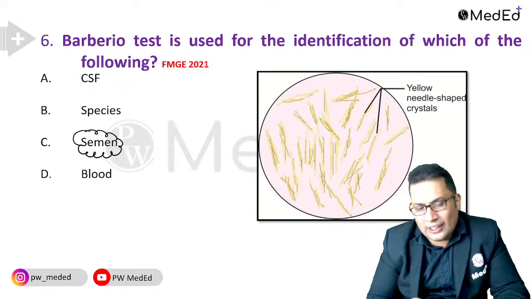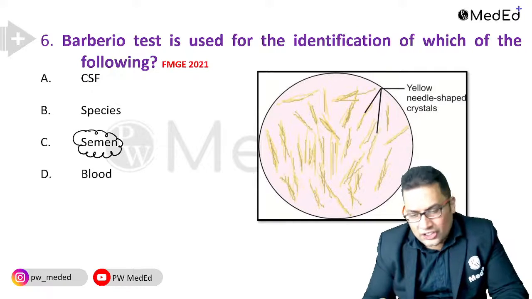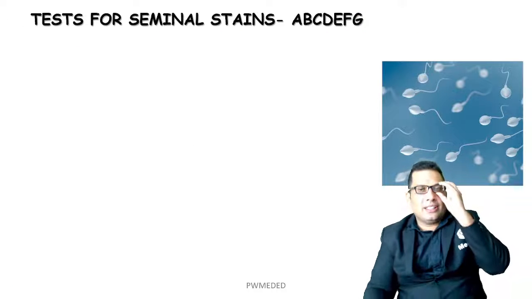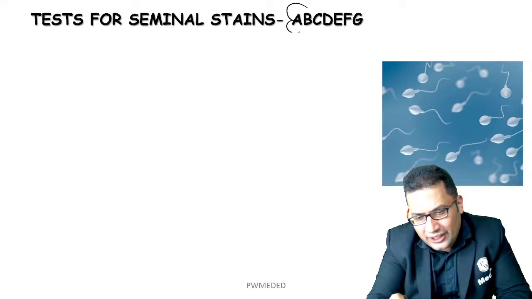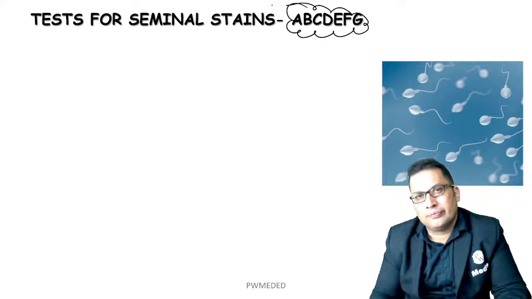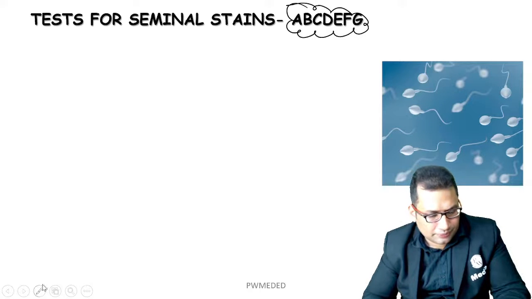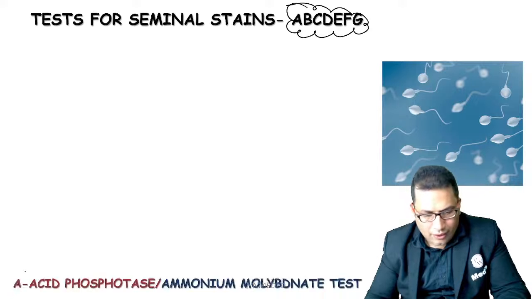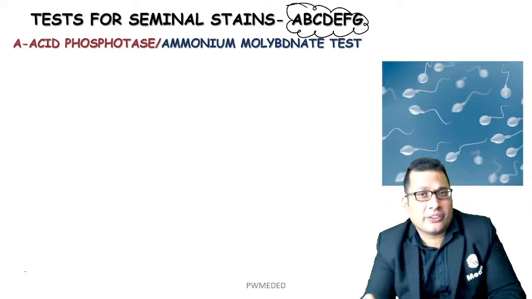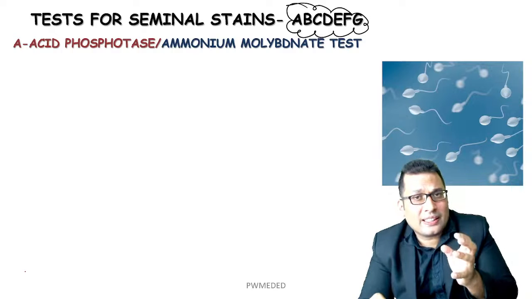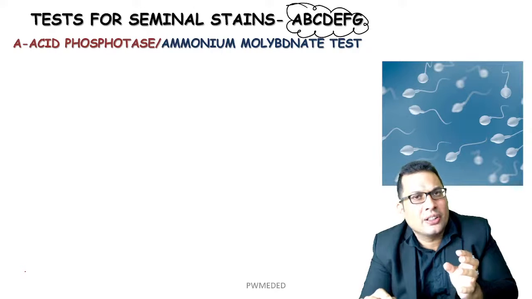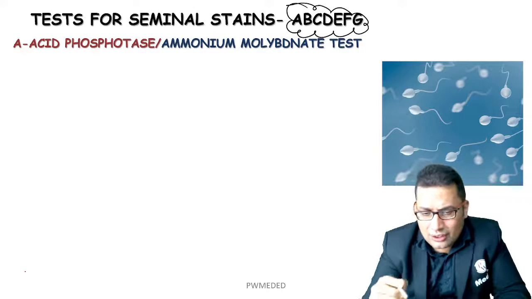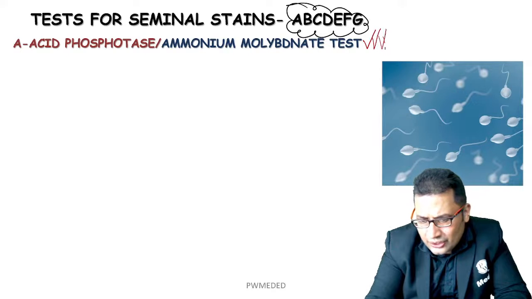Now let's discuss tests for seminal stain, a very commonly asked topic in your exam. The mnemonic is A, B, C, D, E, F, G. A for acid phosphatase. As you know, acid phosphatase is the enzyme rich in seminal secretion. Estimation of levels of acid phosphatase is useful in identifying seminal stain. Or ammonium molybdate test, which detects phosphorus.